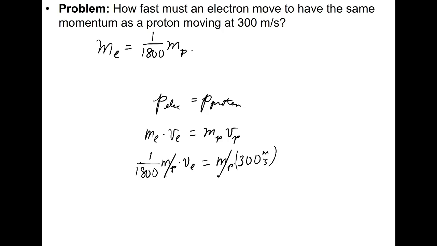Mass of proton cancels, which is why I did it this way. So you have basically 1,800 times 300, which is going to be 54, and 4 zeros after it, so I think that's right, about 540,000 meters per second.